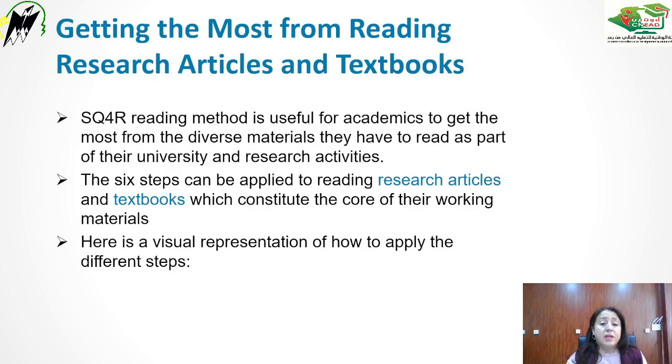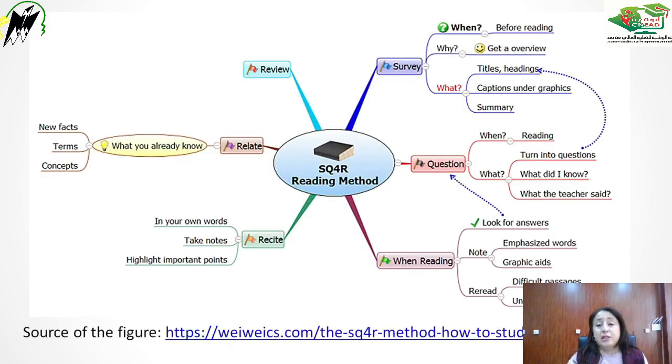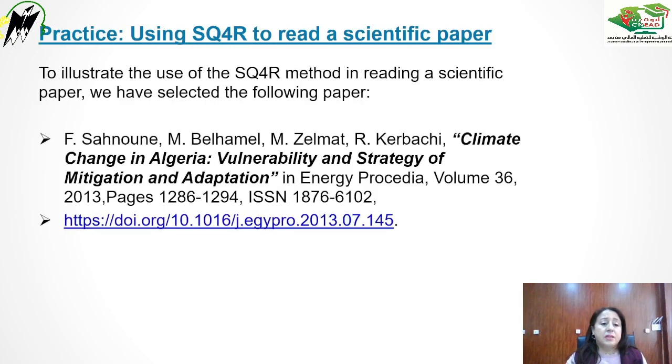The 6 steps can be applied to reading research articles and textbooks, which constitute the core of their working materials. Here is a visual representation of how to apply the different steps. As you see, we have the SQ4R reading method, and with each step, we have a set of questions or a set of techniques that we need to apply. We are just going to see how we are going to apply this for an example of a teaching material or a reading material. Practice of using SQ4R to read a scientific paper.